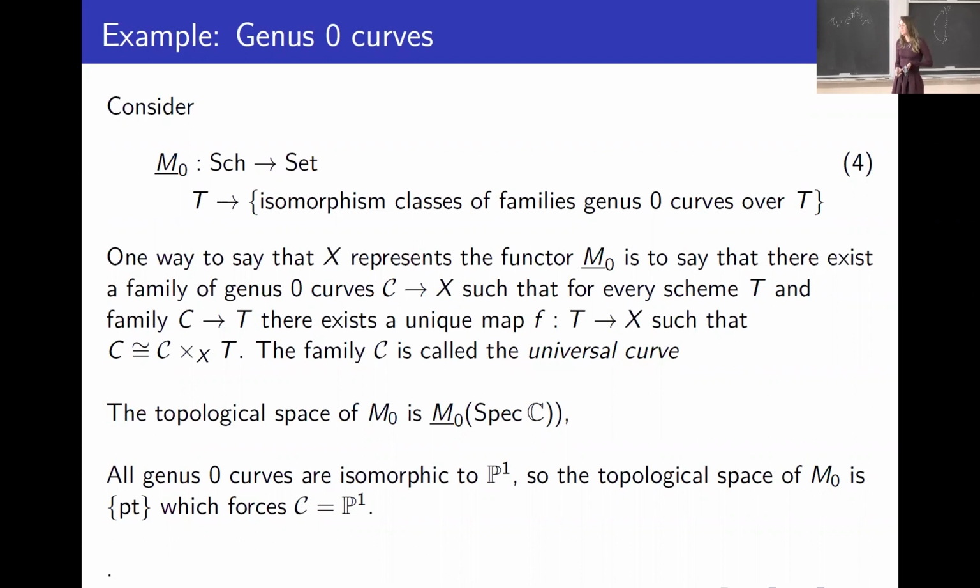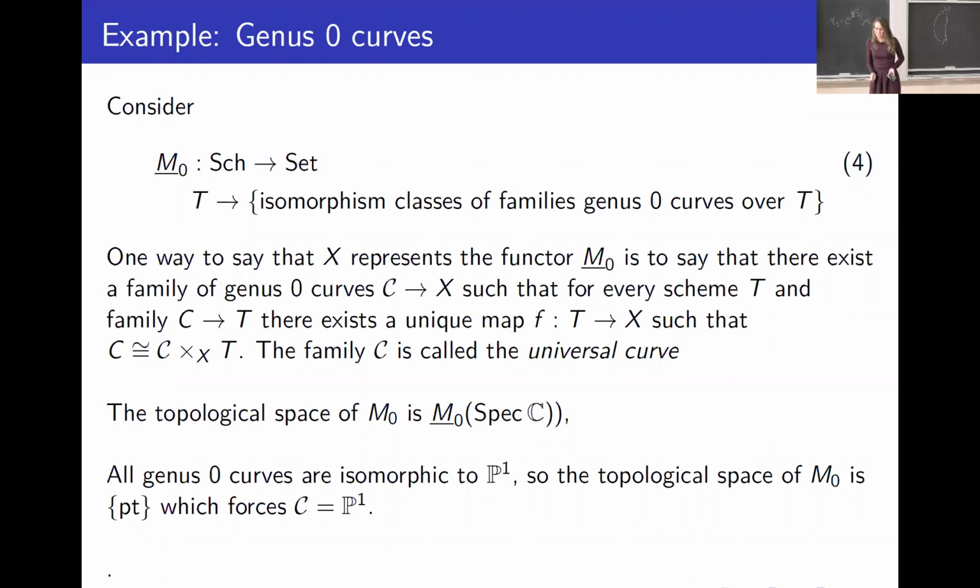So if I evaluate my moduli functor on the spectrum of the complex numbers, so over a point, I'm just going to come up with one point. That set contains exactly one point, representing just the projective line. Correct? It's correct, but let's see why the moduli functor cannot be representable because of it.